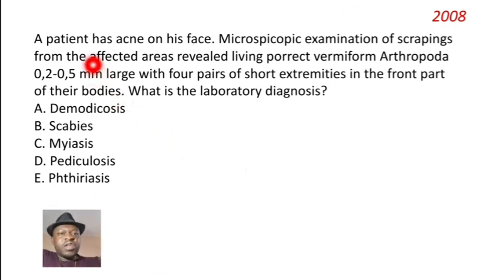A patient has acne on his face. Microscopic examination of scraping from the affected areas revealed living porate. I don't know what they mean by porate. Vermiform arthropod, but this will not confuse or. Can you mute? Listen.